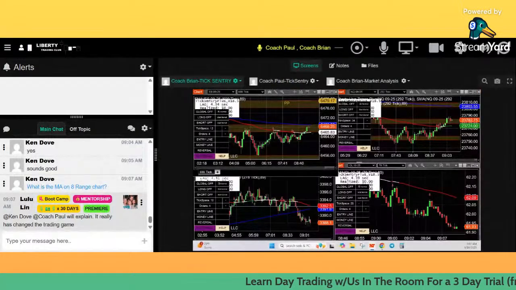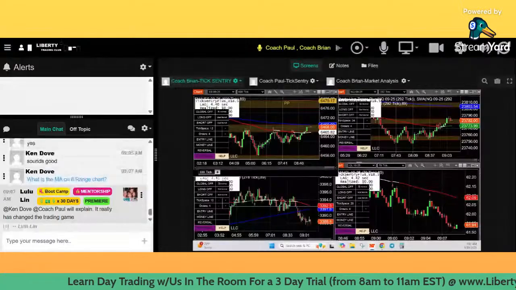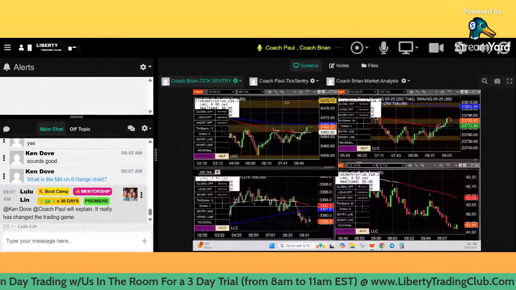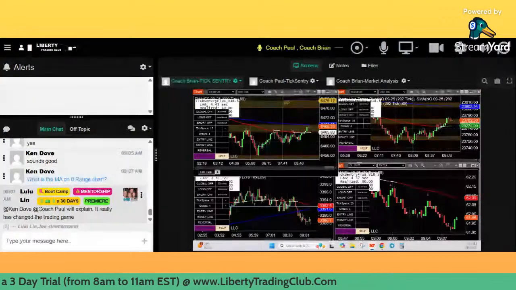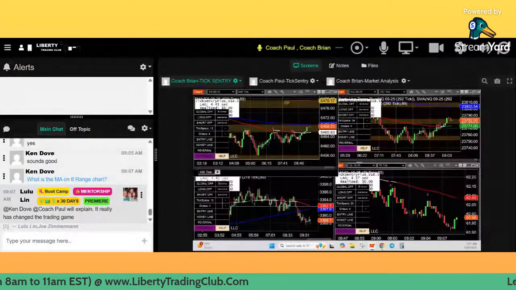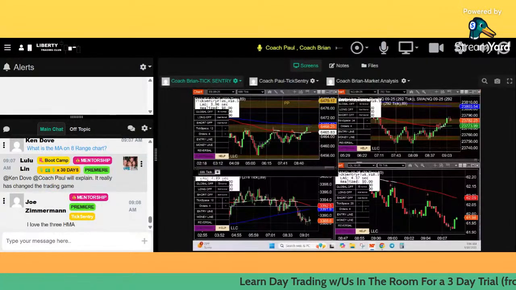So it's a Hull moving average. And we use 3 of them sometimes. I've been doing this lately. Usually I don't have it on here, but I'm trying to use this to help people as a visual, guys. The 3 HMA cross to help you guys get better on your entries. Yeah, it's doing pretty well.